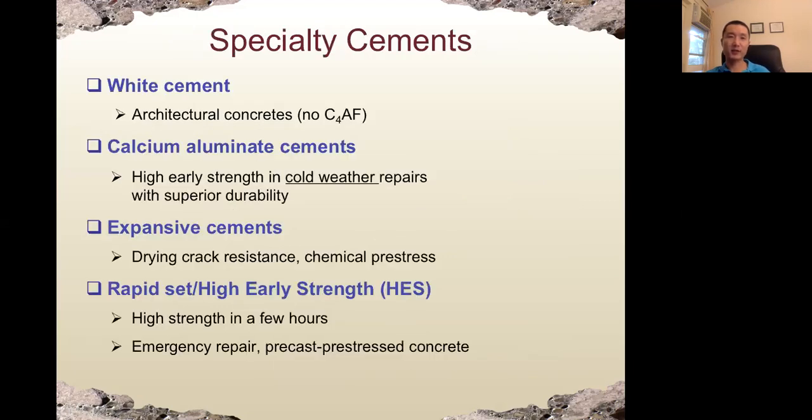All right, here are some specialty cements, such as white cement, which actually gets rid of C4AF, because the ferrite is the compound giving the gray color of cement. Or calcium aluminate cement, which is used in cold weather repair, expensive cement for special situations, and rapid set or high early strength cement. This is not a focus for this class, but just remember, besides these 5 different types of cement, we have some specialty cement as well.